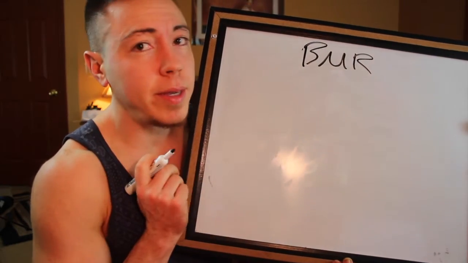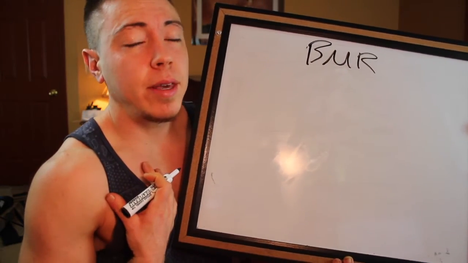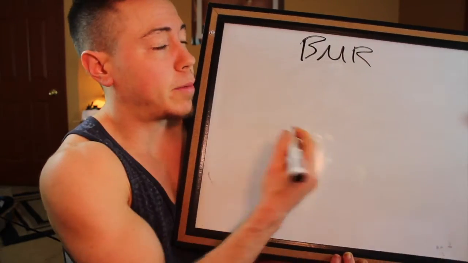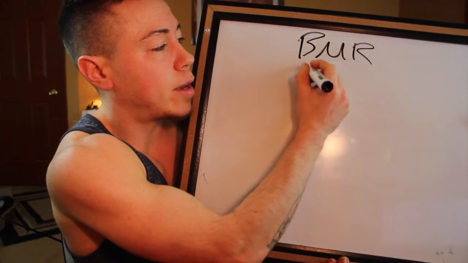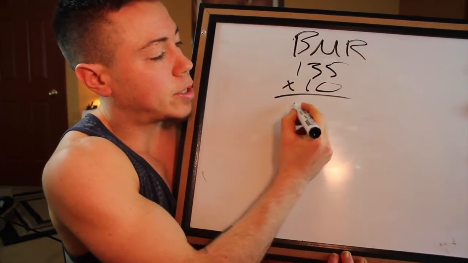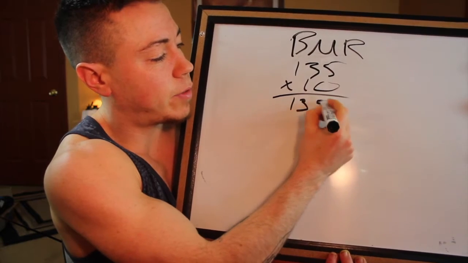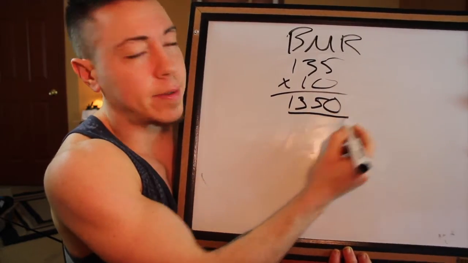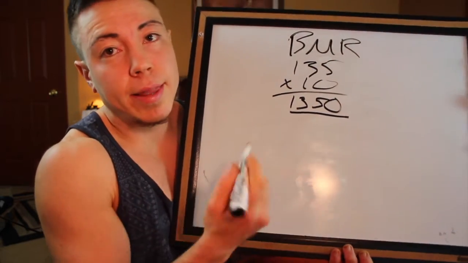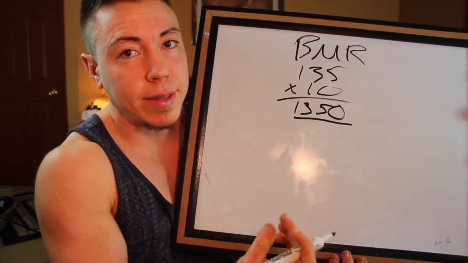So to calculate it, you take your body weight and you times it by 10. So let's say I weigh 135, times that by 10, so you get 1350. This is my basal metabolic rate. And this does not take into account your activity level.